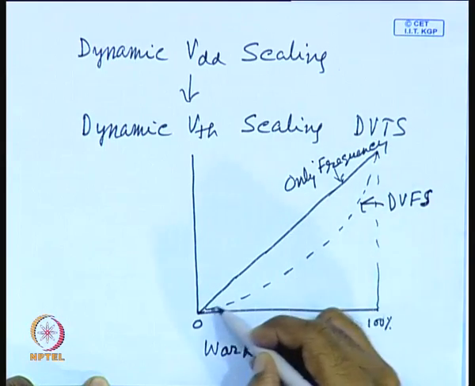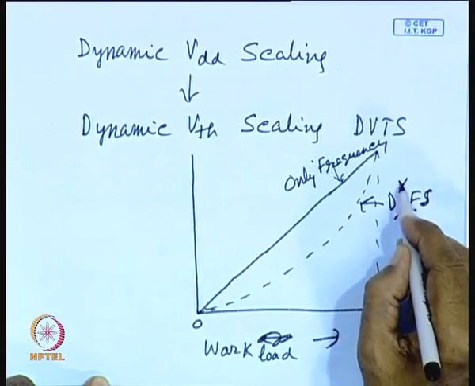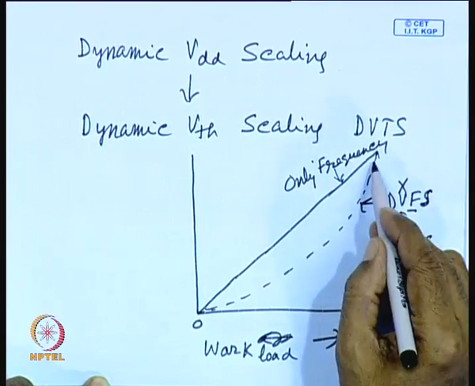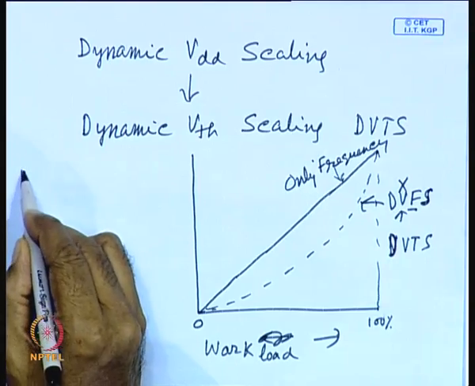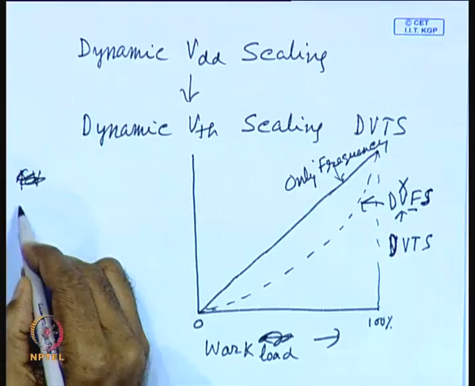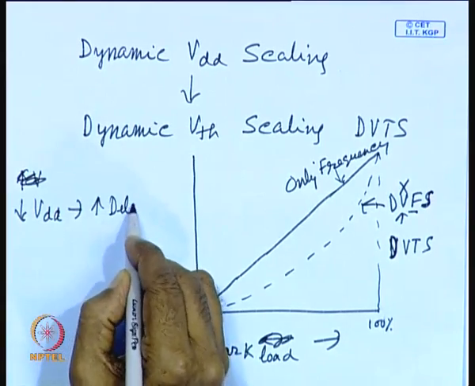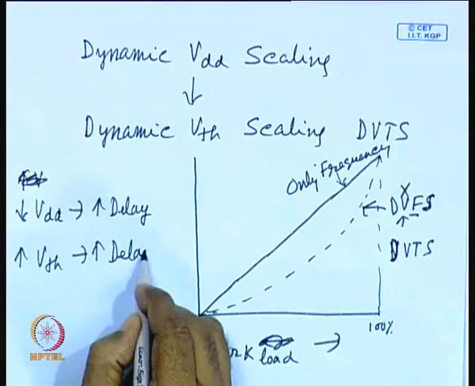Now, instead of this dynamic voltage and frequency scaling, as you reduce the frequency, you will not reduce the voltage. Instead of reducing the voltage, you will change the threshold voltage Vt, dynamic VTS. So, how will you do that? What was the basic purpose of reducing the supply voltage? As you know, as you reduce the supply voltage, delay increases. You also know that as you increase the threshold voltage, delay increases. That means the effect is the same: lower VDD means larger delay, and higher VTH means larger delay. So, they have the same effect.